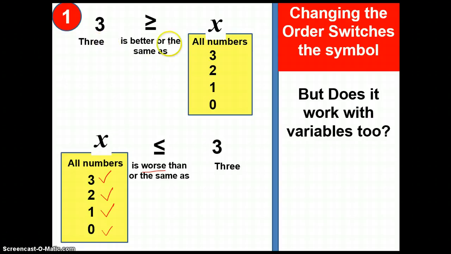Is 3 the same as or better than 3? Well, yeah. Is 3 better than 2? Yeah. Is 3 better than 1? Yeah. Is 3 better than 0? Yeah. So the same numbers hold true, even if I change the order. The numbers that were worse than 3 are the same ones that 3 is better than.